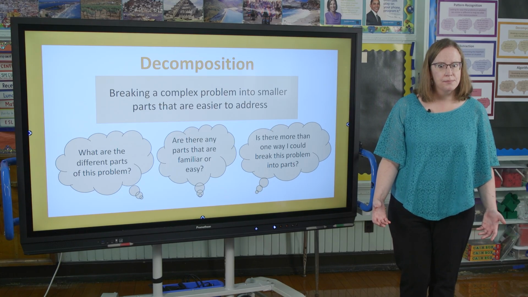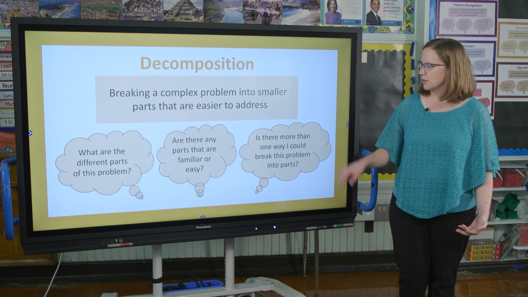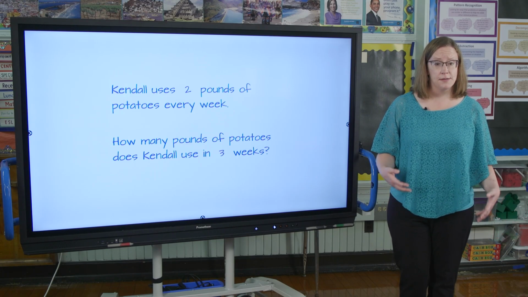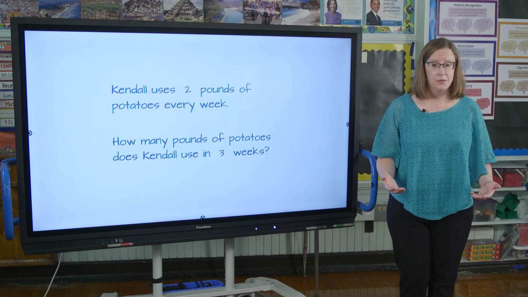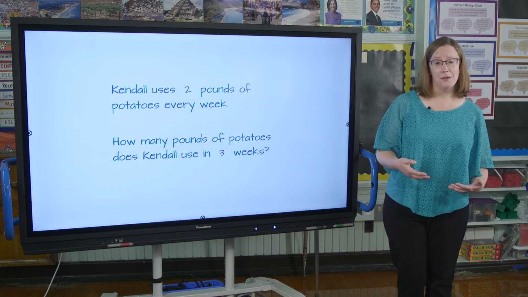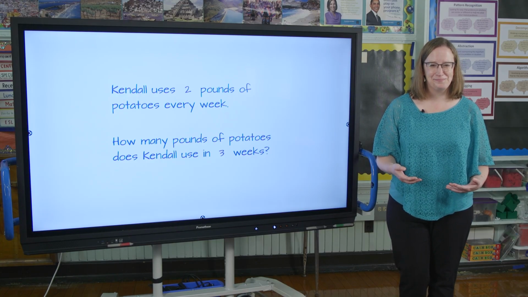What if we put simpler numbers in just to start out? So we could say Kendall uses 2 pounds of potatoes every week. And how many pounds of potatoes does Kendall use in 3 weeks? Maybe if you just focus on making sense of what's happening in that problem and figuring out what you want to do with the numbers, then afterward you can worry about working those fractions back in.